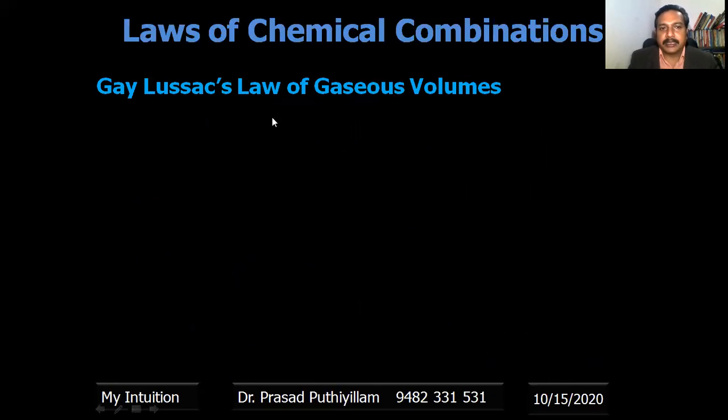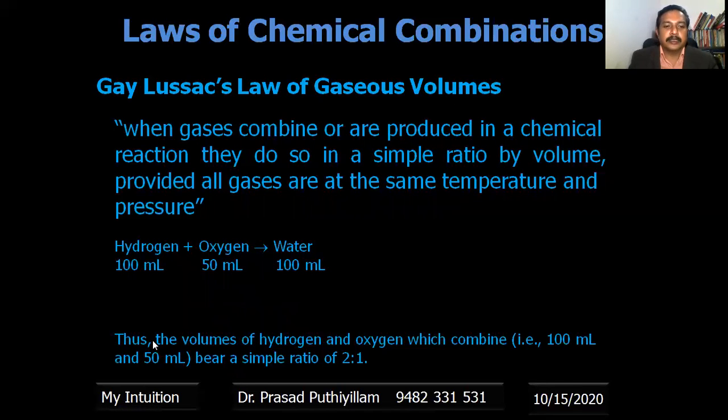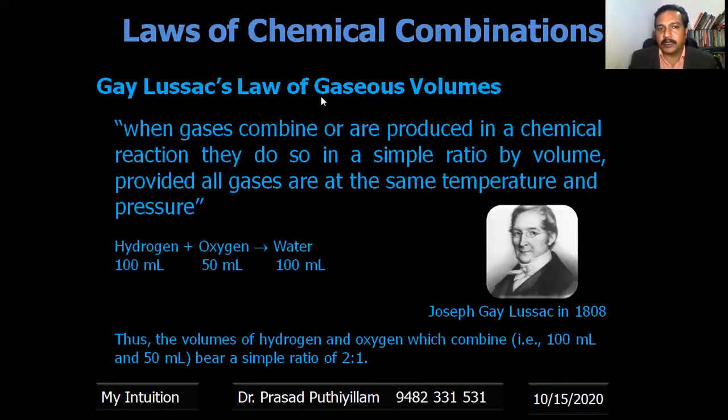Third one, that is Gay-Lussac's law of gaseous volumes. It states that when gases combine or are produced in a chemical reaction, they do so in a simple ratio by volume, provided all gases are at the same temperature and pressure. So 100 ml of hydrogen combines with 50 ml of oxygen to give 100 ml of water. The volumes of hydrogen and oxygen which combine, that is 100 ml and 50 ml, are in a simple ratio of 2 to 1. And this particular gaseous volume law was put forward by Joseph Gay-Lussac in the year 1808.